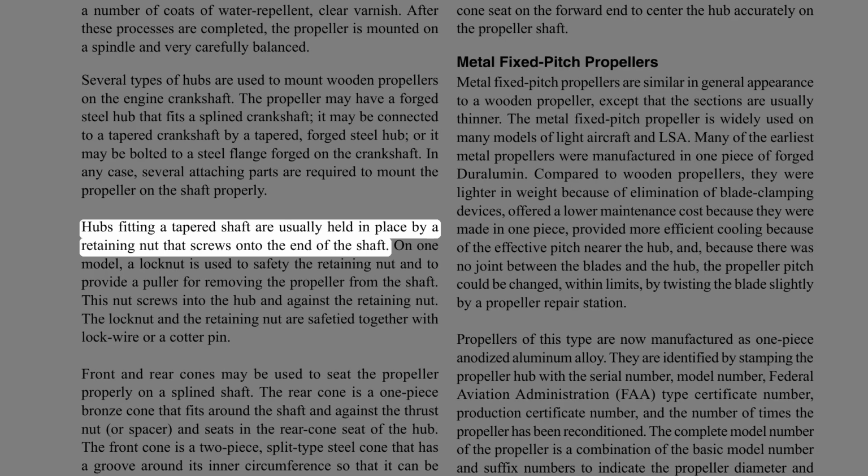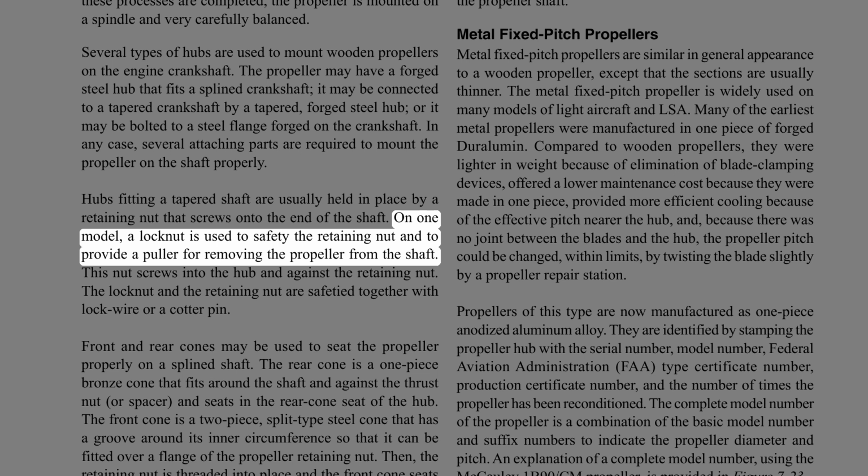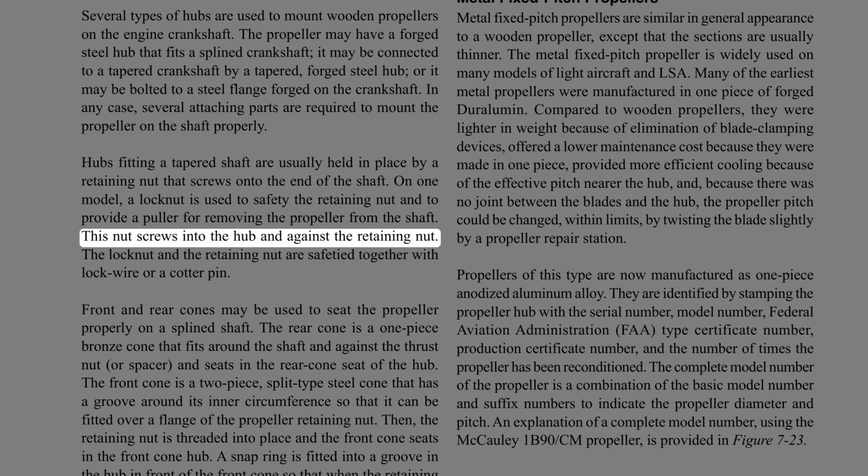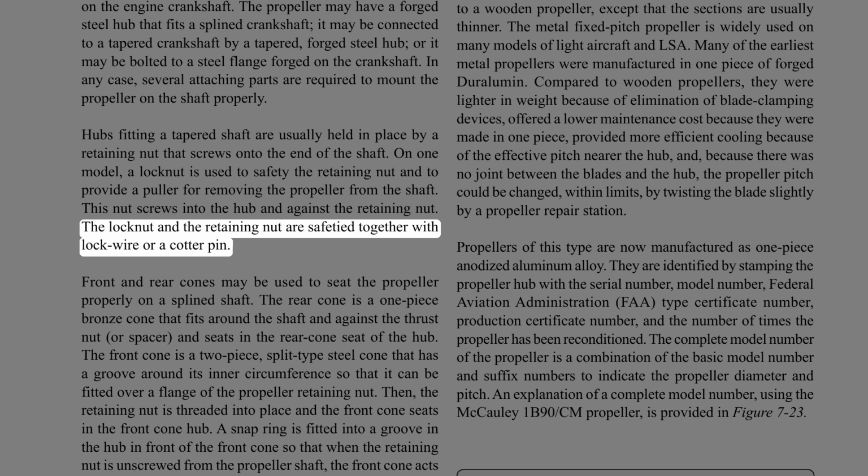Hubs fitting a tapered shaft are usually held in place by a retaining nut that screws onto the end of the shaft. On one model, a lock nut is used to safety the retaining nut and to provide a puller for removing the propeller from the shaft. This nut screws into the hub and against the retaining nut. The lock nut and the retaining nut are safetied together with lock wire or a cotter pin.